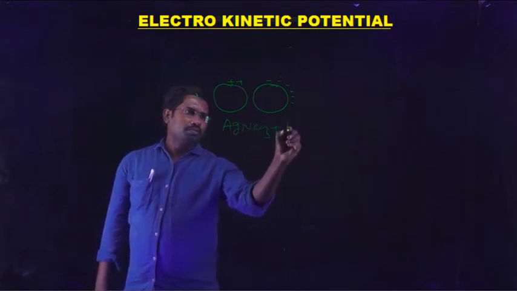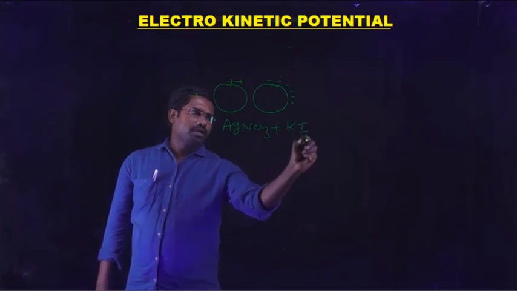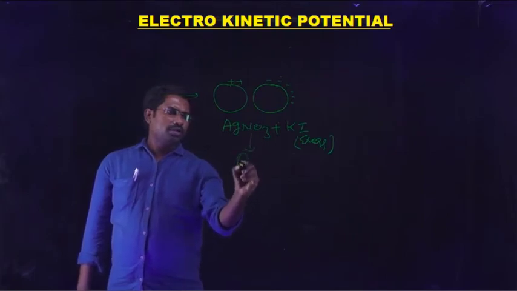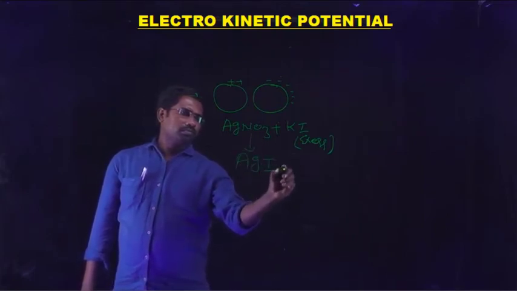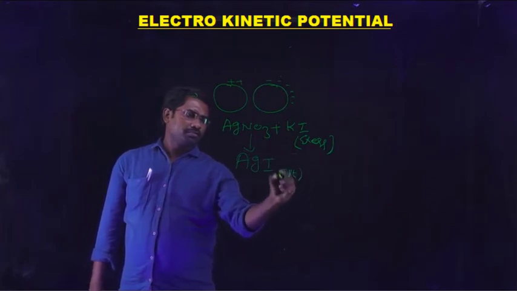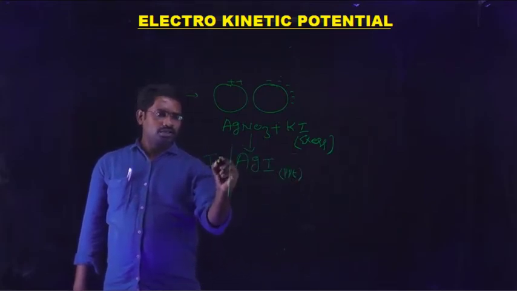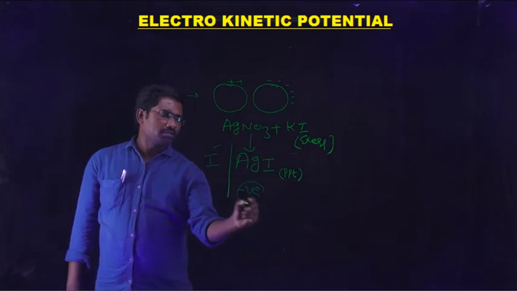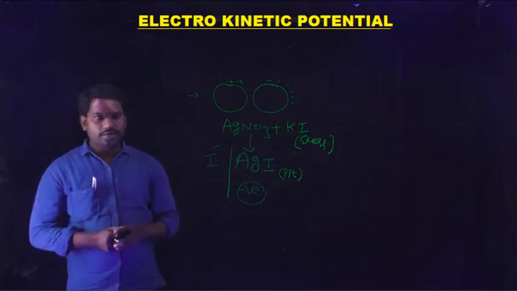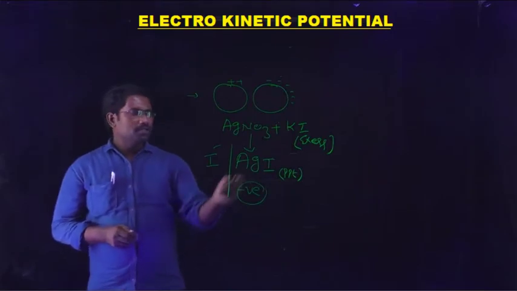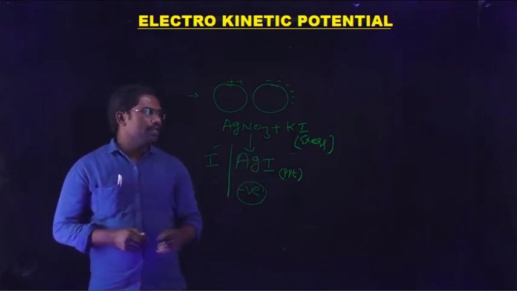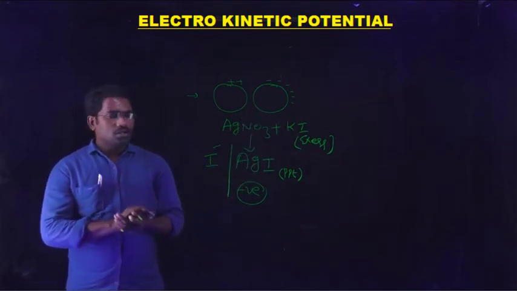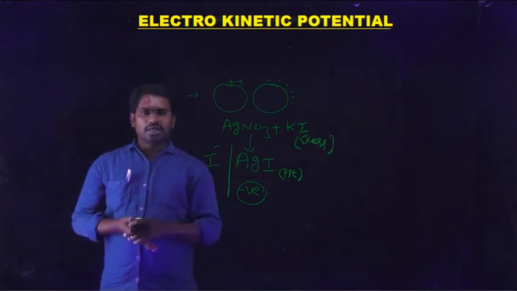reacts with potassium iodide. Here we take potassium iodide in excess, and silver iodide is formed as a precipitate. This contains negatively charged colloidal particles. When an excess amount of potassium iodide is added to the silver nitrate solution, silver iodide gets precipitated, and finally the excess I- ions are present in the colloidal solution. Therefore, the colloidal particles are negatively charged.